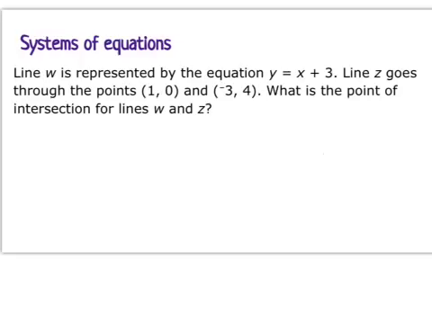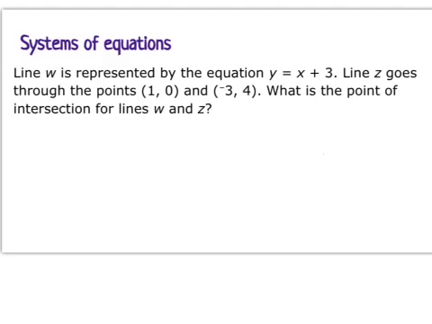This is a refresher on standard EE8 for 8th grade, systems of equations. So this says line W is represented by the equation y equals x plus 3. Line Z goes through the points (1, 0) and (-3, 4). What is the point of intersection for the lines W and Z?